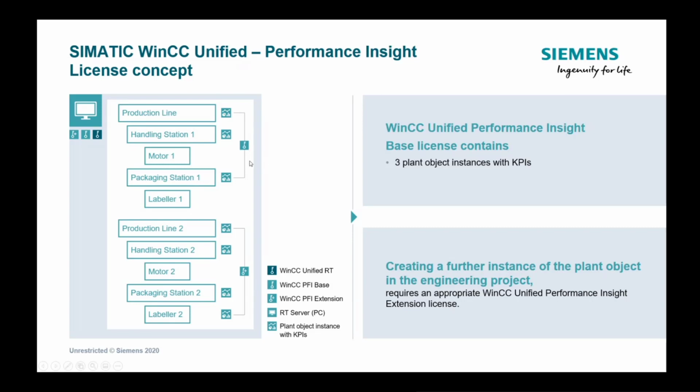We may have a scenario then that we're actually trying to replicate into a second production line. Obviously, the base license isn't going to cover the second production line, so we have a different type of license, which is the WinCC Unified Performance Insight extension. So we can simply extend it. By applying an extension license, we can then apply the KPIs to additional plant object instances. So in terms of choosing our licenses, we always need a base license, and then we need to know how many additional plant object instances we are going to apply KPIs to.